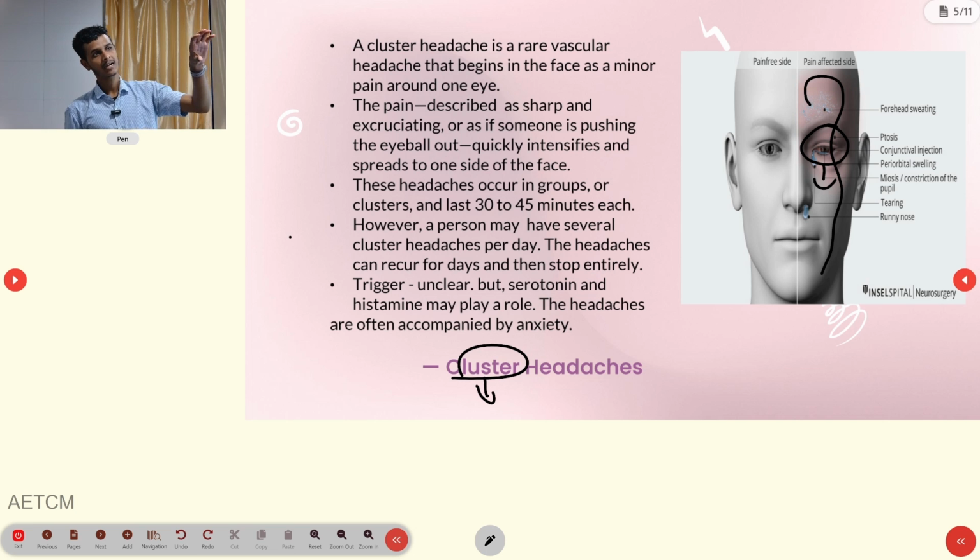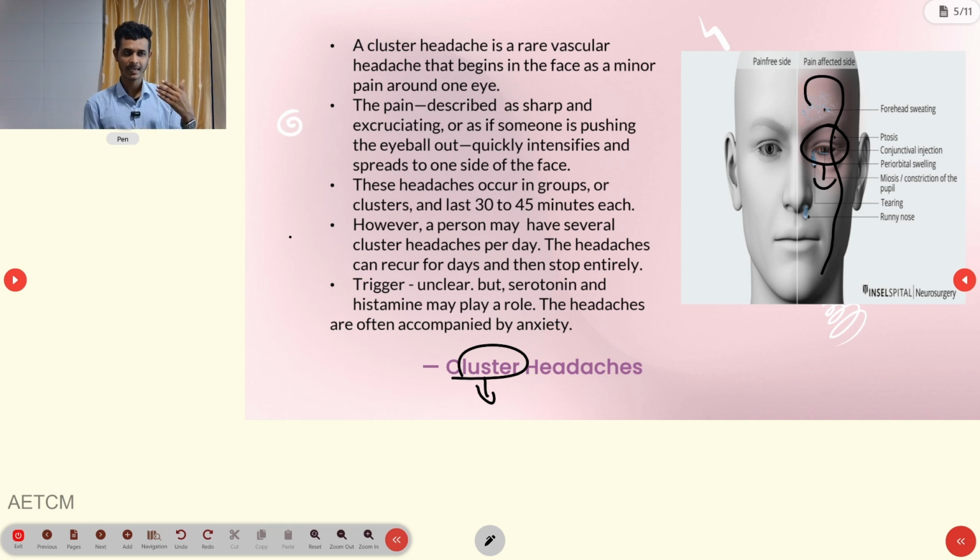This headache occurs in a group, as we said, a cluster type. Group means 2 or 3 or 4 episodes will occur in a day. It won't occur just once or twice a day. Once the person has a cluster headache, the attacks come in a group manner. Each episode persists for 30 to 45 minutes, and the person may have several cluster headaches per day. It will recur for days and then stop entirely.